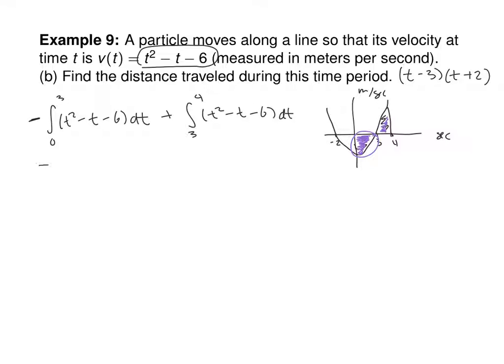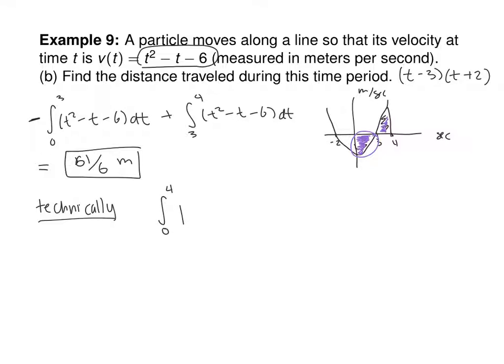And when you do that, the result is 61/6. And that tells you how many spaces the particle has moved, counting forwards and backwards. Like how much has it marched? It's marched backwards a bunch, forwards a bunch. Here's what you're technically doing. You're finding the integral from 0 to 4 of the absolute value.